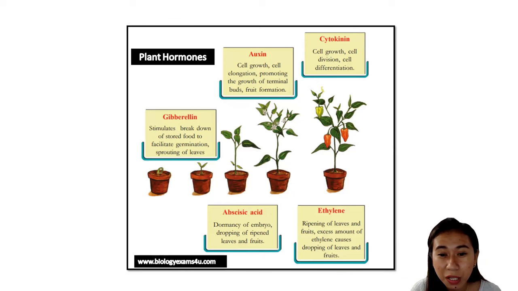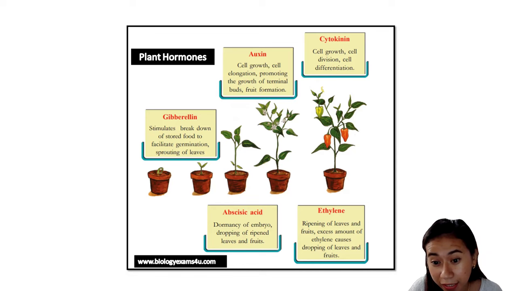Auxin, on the other hand, is responsible for cell growth, cell elongation, promoting the growth of the terminal buds, and fruit formation. Cytokinin is also about cell growth, as well as cell division and cell differentiation. Then we have abscisic acid: dormancy of the embryo, dropping of ripened leaves and fruits. During autumn or fall, why do leaves and fruits fall? It's because of abscisic acid.